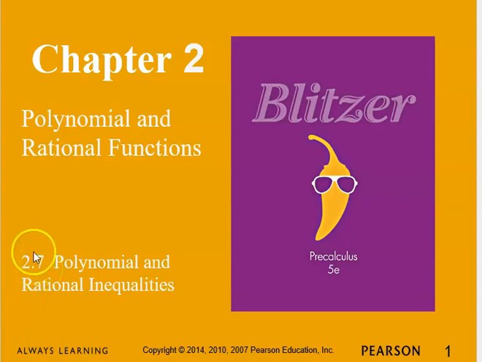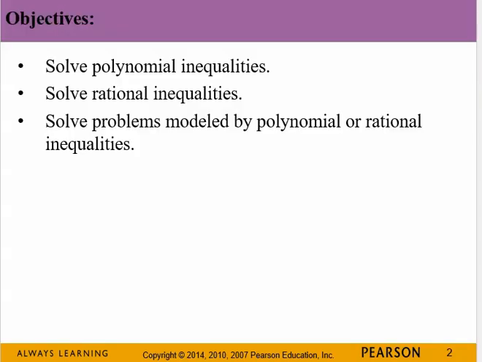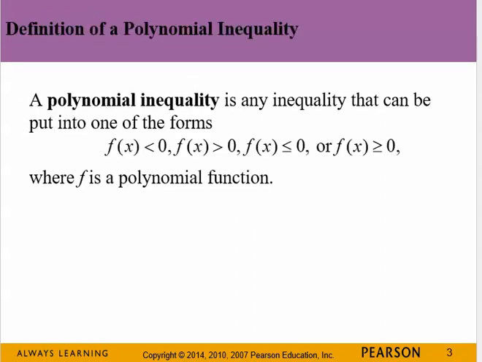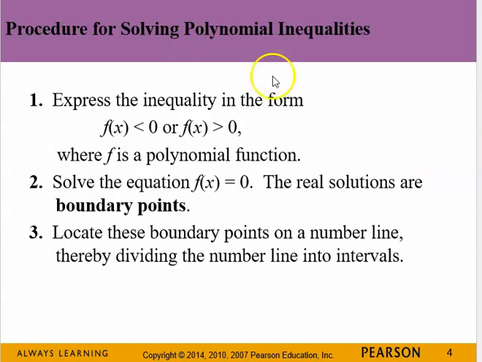In topic 7 now of chapter 2, we're going to take a look at polynomials and rational inequalities. Here are the objectives, pretty straightforward. Now, again, instead of equations, we're looking at inequalities, which deal with whole regions of solutions. And here are the most obvious: less than 0, greater than 0, less than or equal to 0, greater than or equal to 0. We'll look at the general points for solving polynomial inequalities.